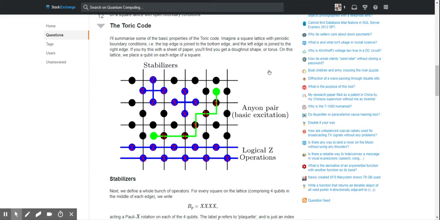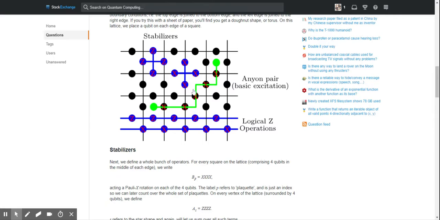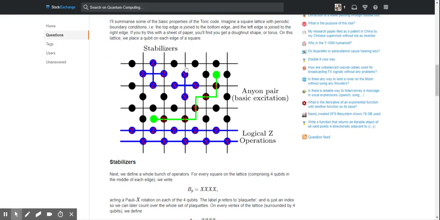If you try this with a sheet of paper, you'll find you get a donut shape, or a torus. Yeah, okay. On this lattice, we place a qubit on each edge of a square. So it's a slightly different representation.